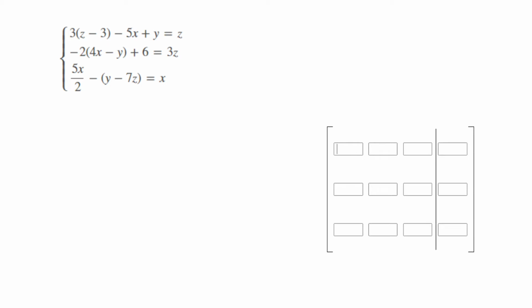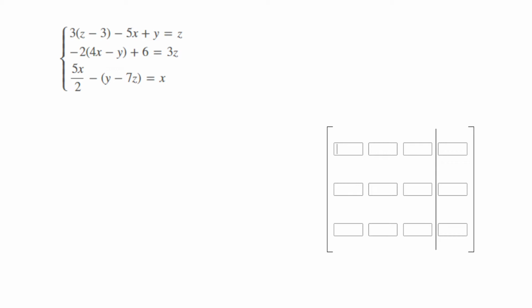Now, this particular system is a mess. And so your first job here is to clean it up. And so I really want it to look like an x term plus a y term plus a z term equals a constant. So each one of these, my first job is to go ahead and just clean it up.